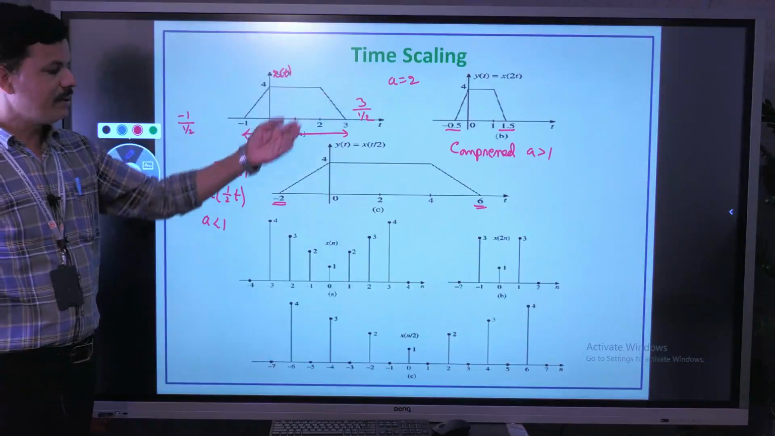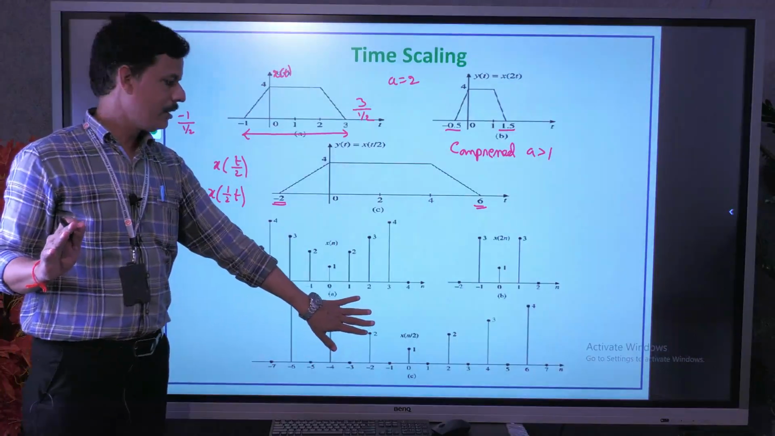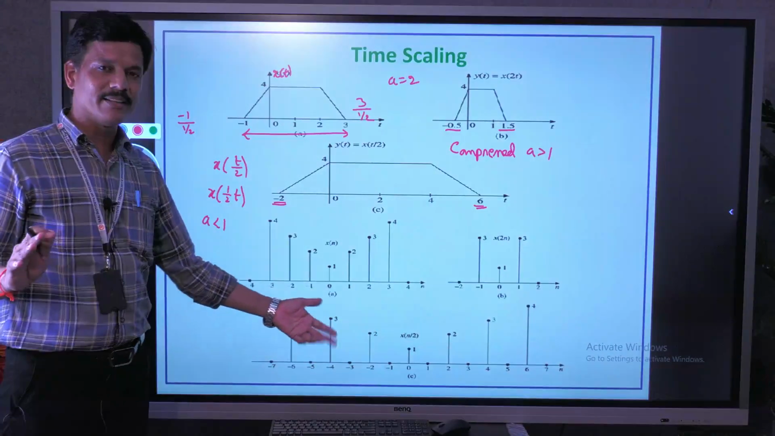That is compression and expansion. Similarly, we can see the same concept for discrete time also. It is very easy for you to understand in the same way.